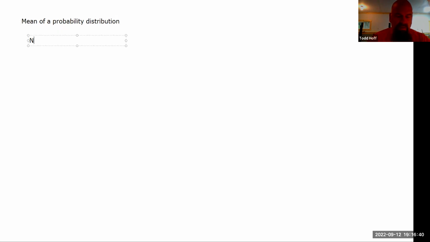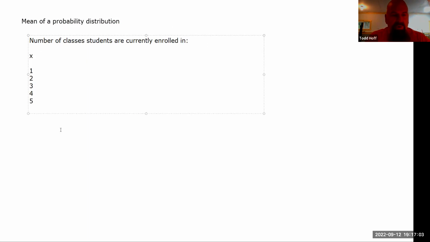So we're going to look at the number of classes students are currently enrolled in. And let's say for the students that are part of our group, there's 1, 2, 3, 4, or 5 classes. If they're not enrolled in any classes, we're not considering them a student at the moment. And nobody in our group had more than 5 classes.